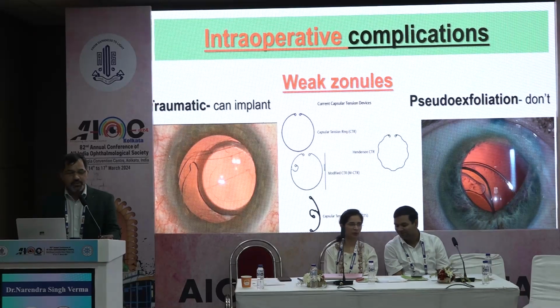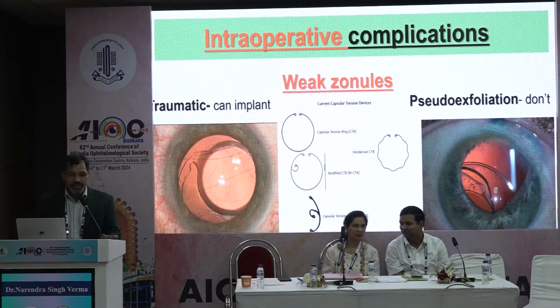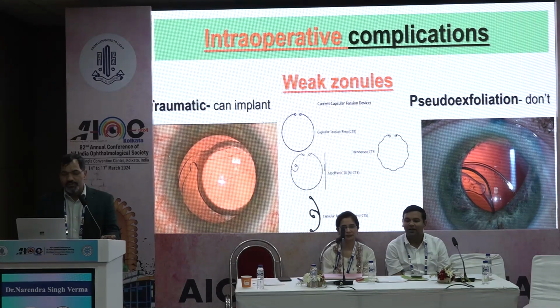When there are weak zonules, there are two types of conditions. It may be traumatic, or it may be iatrogenic at the time of doing phaco or during IA or removing the cortex, where you may mistakenly hold the anterior capsule. In these cases, if the zonular dialysis is in 1 or 2 clock hours, you can put a CTR ring, very easy to put, but avoid putting the CTR ring if the case is of pseudoexfoliation, because in future there may be displacement of the lens-bag complex and use of a CT segment.